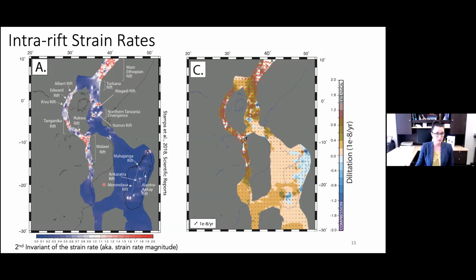So we do the method, and then these are some derivatives that can be determined or calculated from the strain rates. On the right is the strain rate magnitude, also known as the second invariant of the strain rate. And then to the left is the dilatation, which shows where it's dominantly compressional or dominantly tensional.